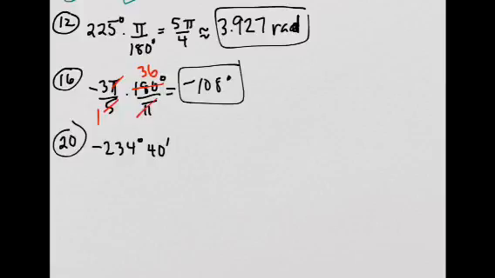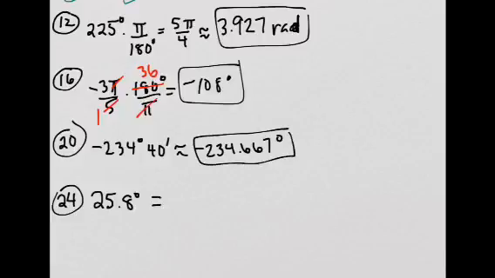Okay, so for 20, I'm just going to use the calculator. And when you convert it to decimal degrees, it becomes negative 234.667. Okay? Again, number 24, just straight into the calculator using the keys that I showed you the other day in class. And so that would be 25 degrees, 48 minutes.